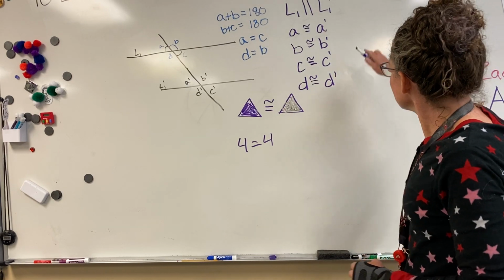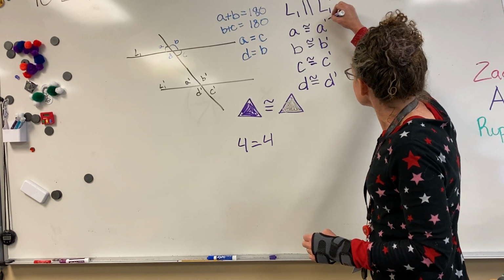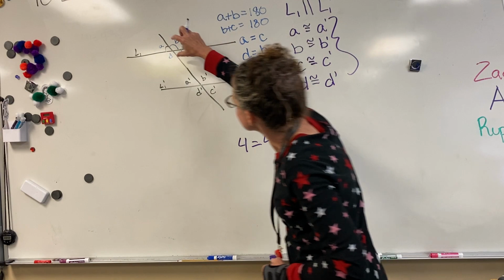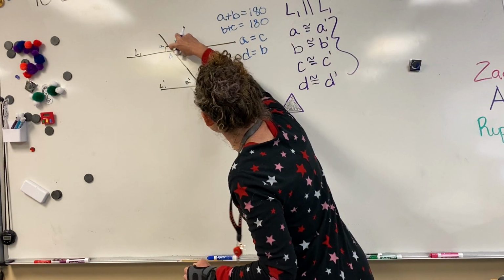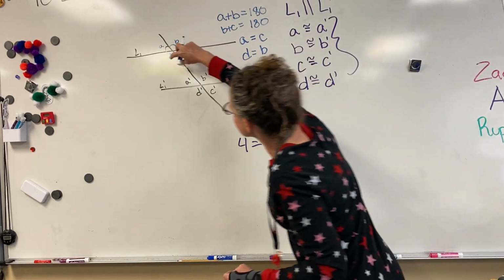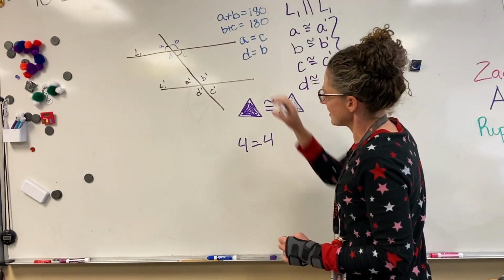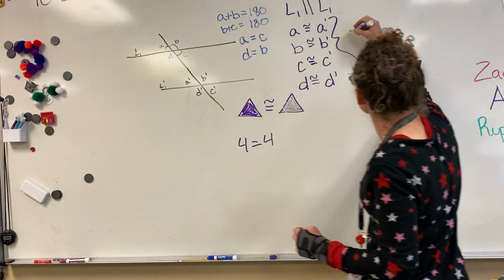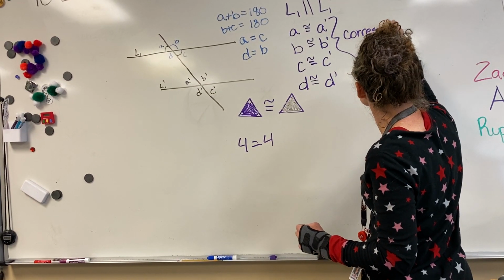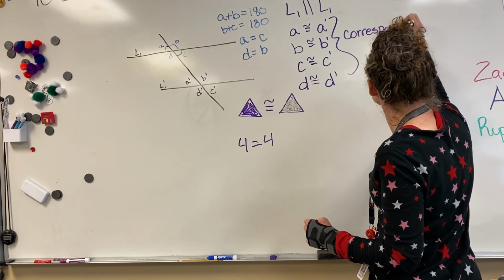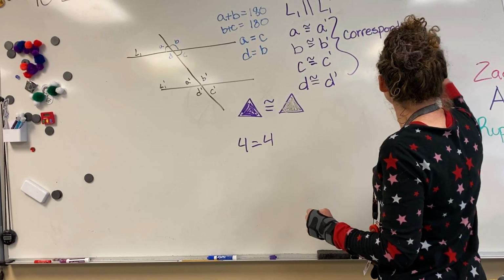Anyway, so these angles, you see how this angle was translated down? And this angle was translated down, and this angle, and this angle. Those are called corresponding angles. So they move together, or, I guess not move together.